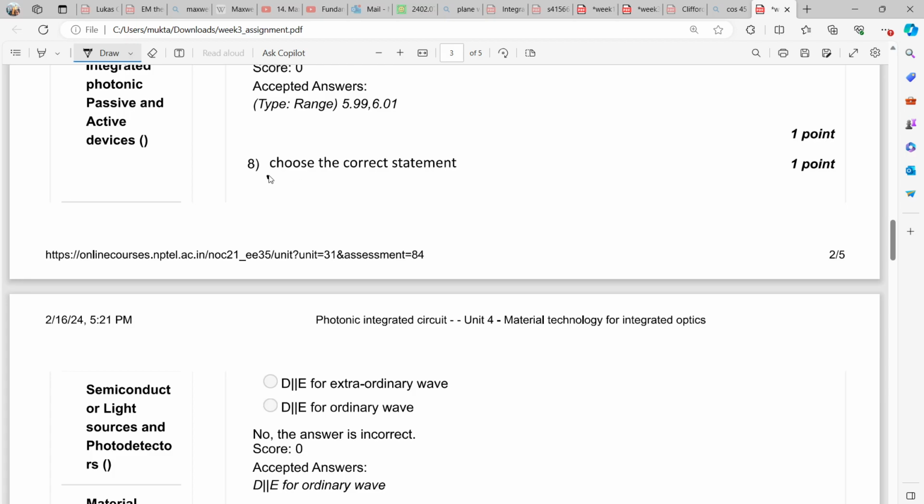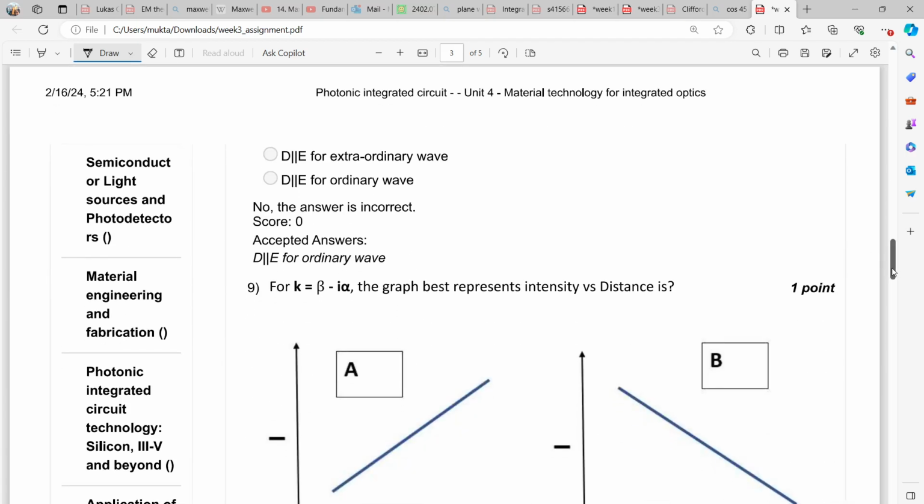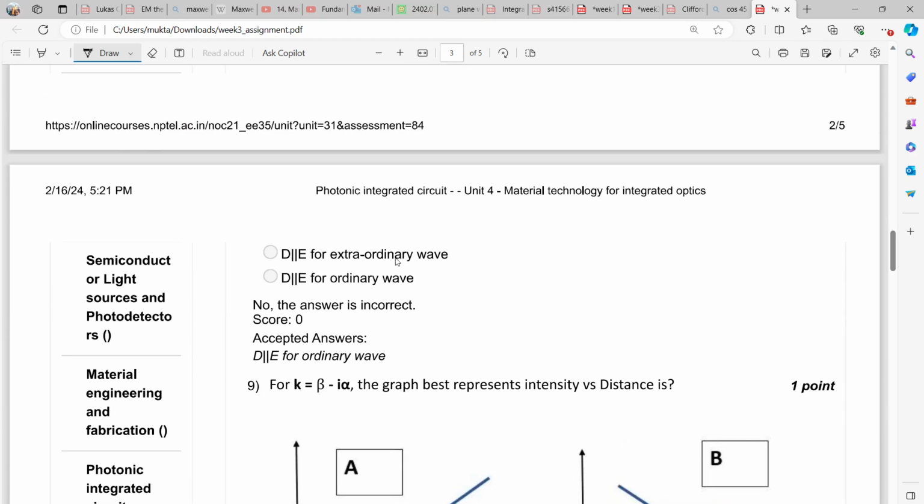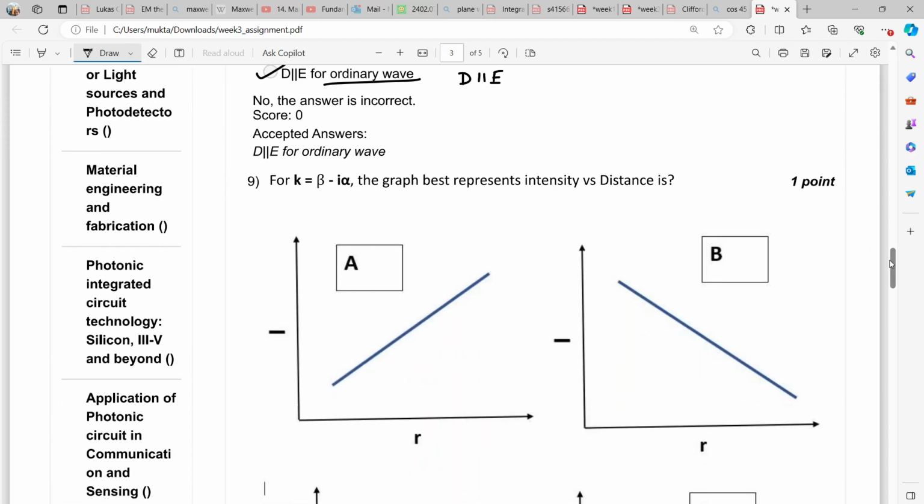Choose the correct statement. D, the displacement field, is parallel to the electric field for the extraordinary wave or for the ordinary wave. So this is true. By definition of the ordinary wave, D is parallel to E for the ordinary wave. Okay.